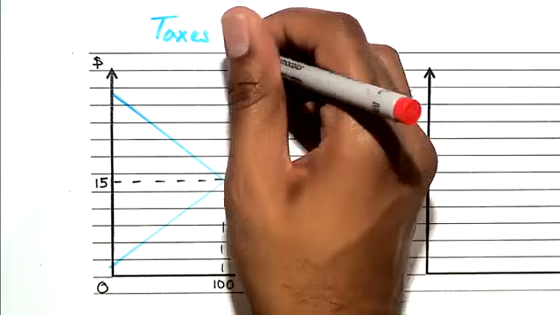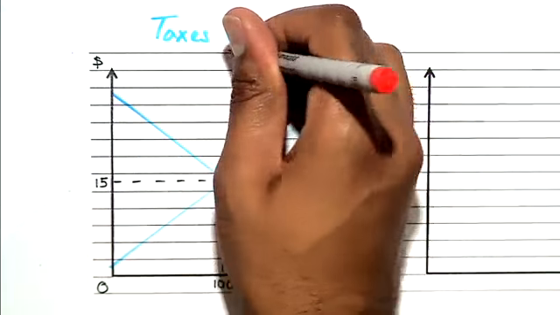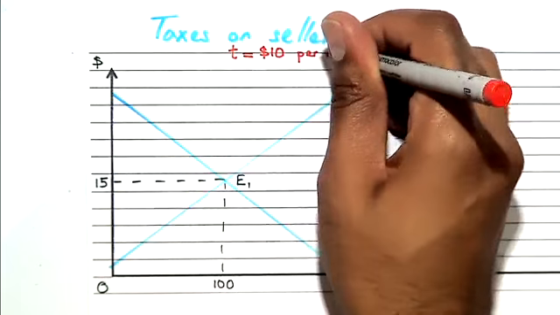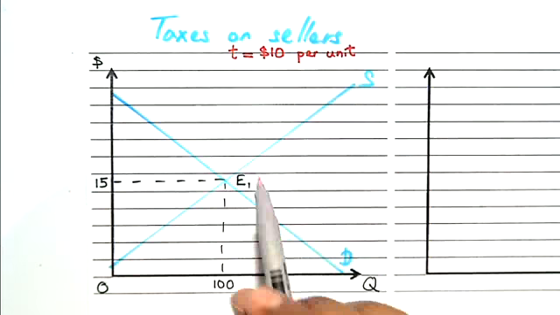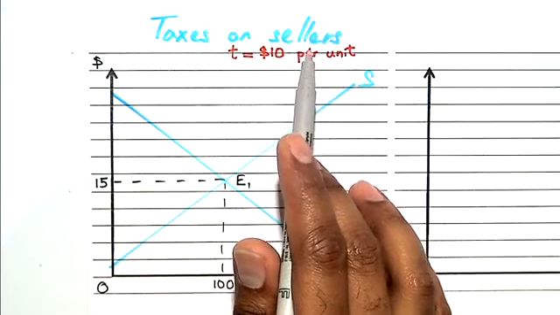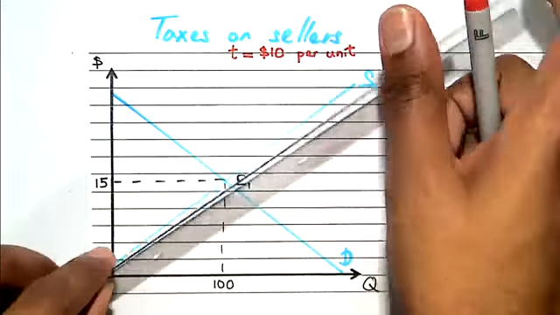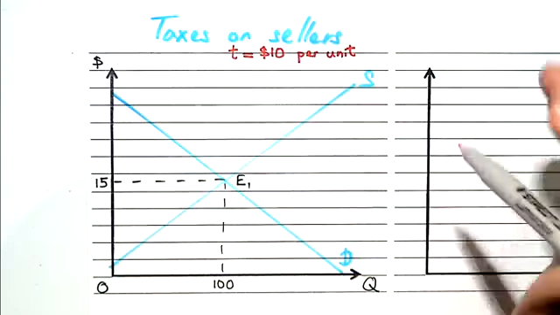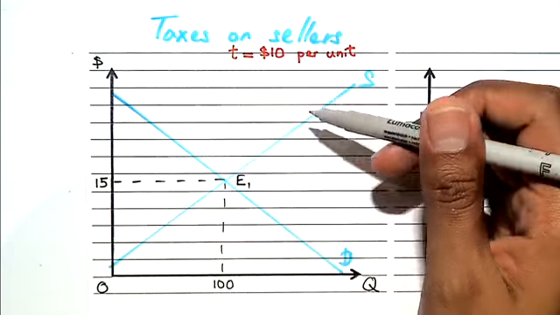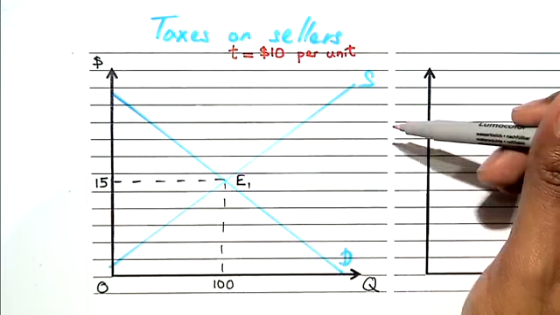Let's say the tax is $10 per unit. Who is the tax imposed on? Sellers. That means which curve has to shift? Supply has to shift. With taxes and subsidies, we say that the curves shift up, down, or left to right.